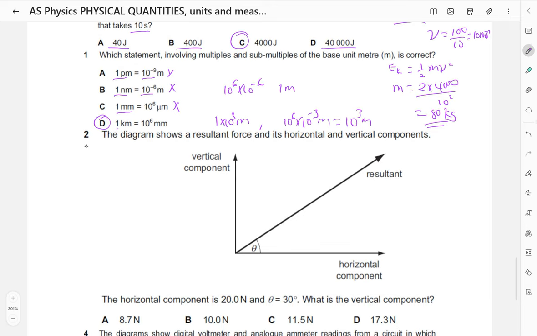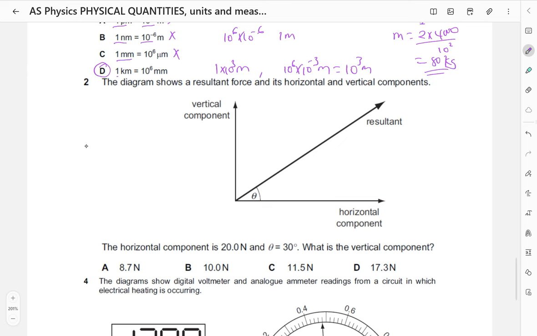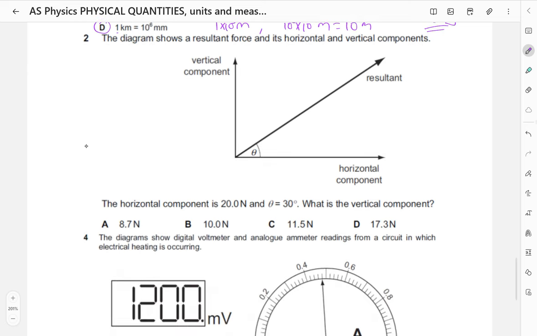The diagram shows the resultant force and its horizontal and vertical components. The horizontal component is 20 newtons and theta is 30. This is 30 degrees. What is the vertical component?